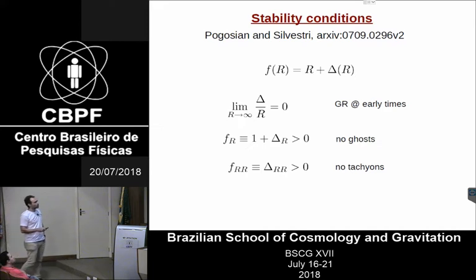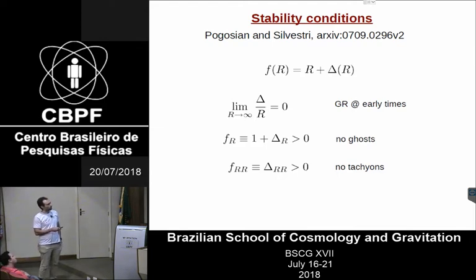So let me just remind you, or present to you for those who don't know, the stability conditions that are really well stated in this paper by Pogosian and Silvestri. So the standard argument goes like this. If you want some deviation from GR, we write it as epsilon times delta of R. Epsilon would be just a magnitude for this deformation of GR. So the stability conditions are like this. We would like to have GR at early times. So we'd like this perturbation over here to be smaller than R when R goes to infinity in the early universe. That's what we expect, right?